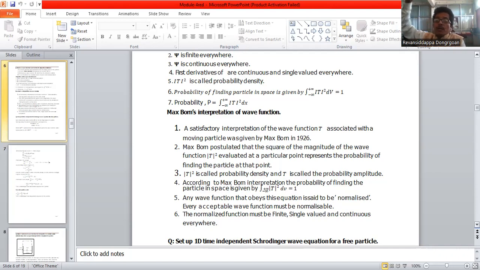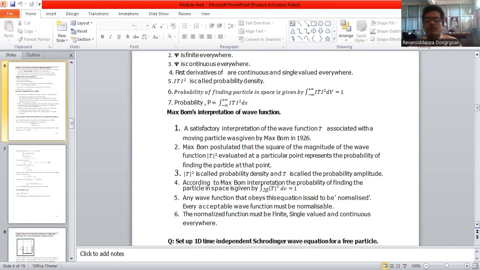Minus infinity to plus infinity of psi squared dx dy dz, or psi squared dV, equal to 1, along with x, y, z, whatever that may be; the volume element will change. So that equation is what I call the normalization equation. Making this equation hold is the process we call the normalization process.